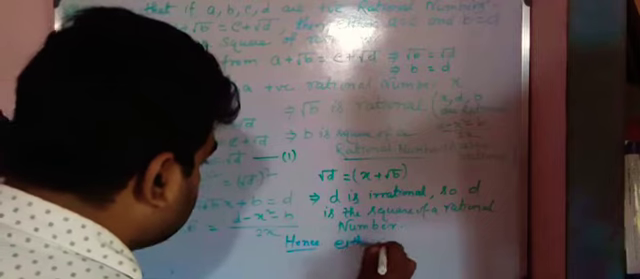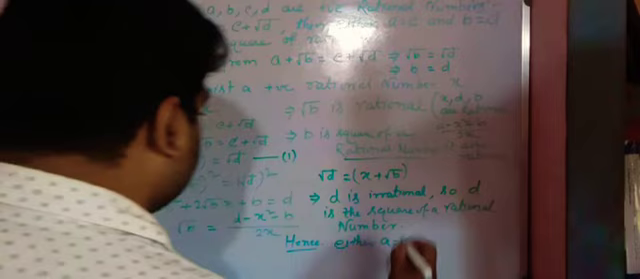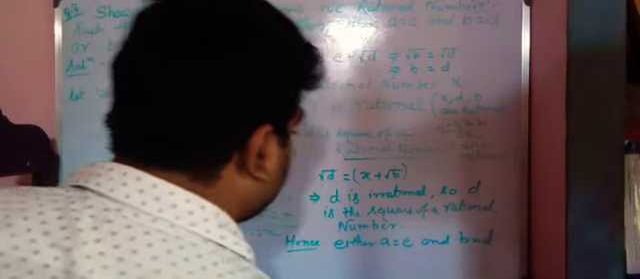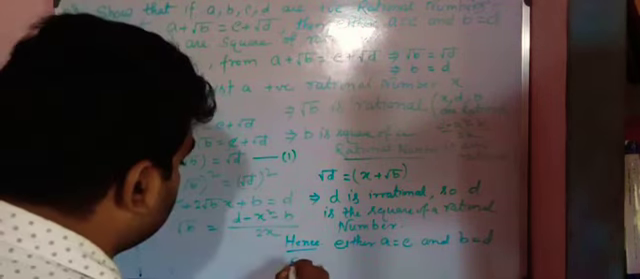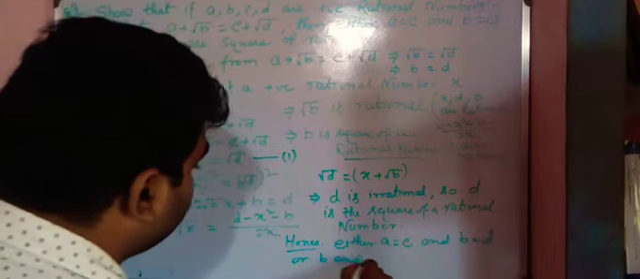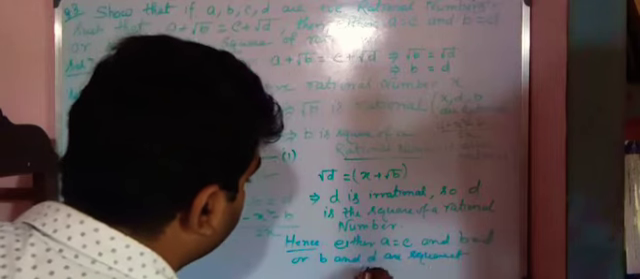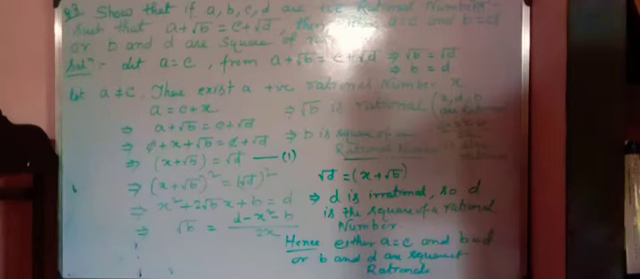Either a equal to c and b equal to d, or b and d are squares of rationals. Okay, so that's the solution. Hope you are able to understand it. If you have not understood, then tell me.